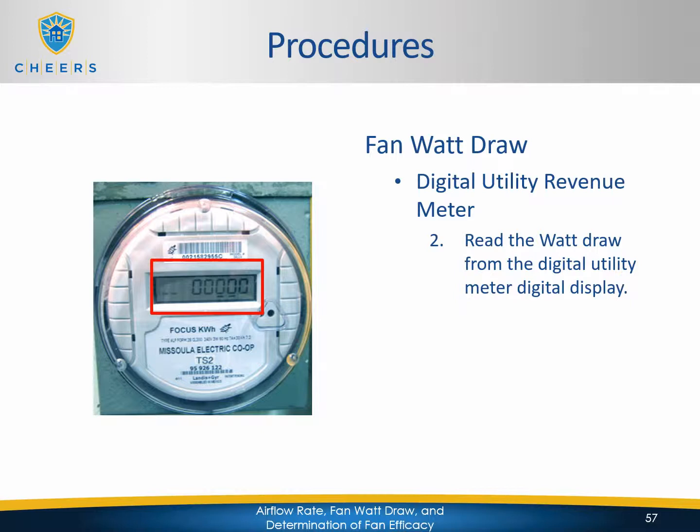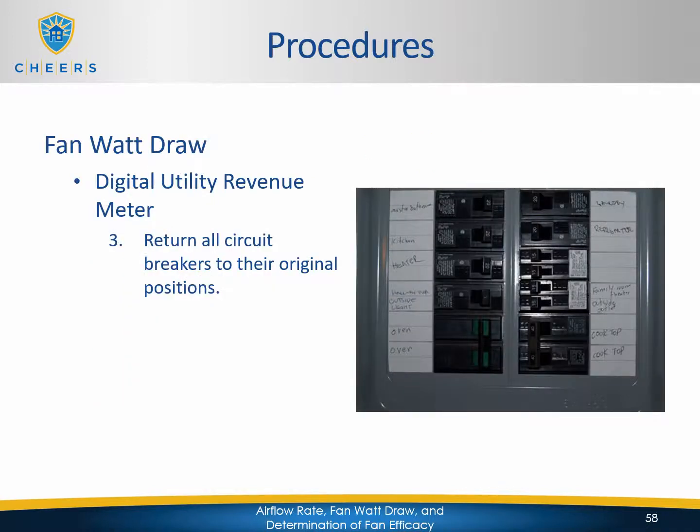Here you see a picture of a digital revenue meter. So all you're going to do in this particular scenario is read the watt draw from the digital utility meter digital display. It's going to give you the number directly. You then will return all circuit breakers to their original positions.